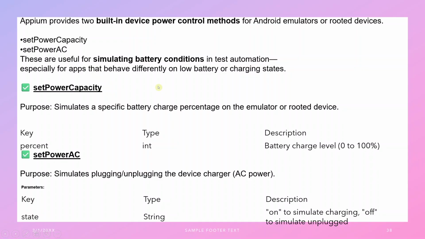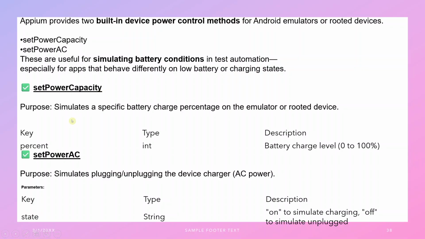And the charging states. Suppose I want to check my app when I have plugged in the AC power, and then I unplug the AC power and I want to see the stability of my app. So these two methods are useful to simulate these conditions. Now we'll go to the first method, that is setPowerCapacity.